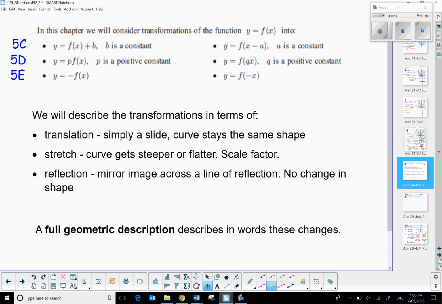So basically what we're doing in this chapter, as you can see, is looking through each of these options. 5C looks at the translation vertically as well as horizontally. 5D looks at the stretches, vertical stretches and a horizontal stretch, and 5E was flipping it around the axes. We're going to talk about, in terms of translation, whether we're simply going to be doing a slide and this curve stays the same shape, or whether it's going to be a stretch where the curve gets steeper or flatter and we want to talk scale factor, or whether it's a reflection, a mirror image across, and we need to know what's the line of reflection, no change of shape. And our full geometric description puts all those into words.